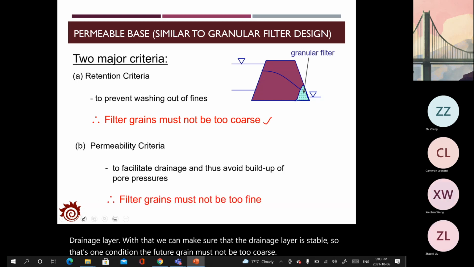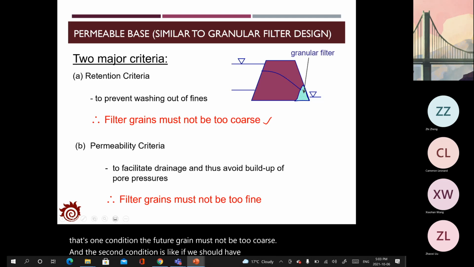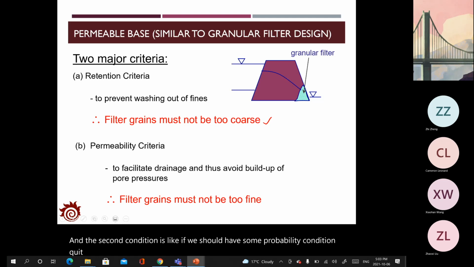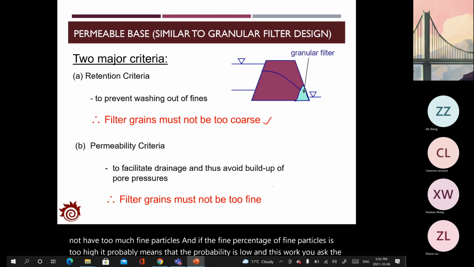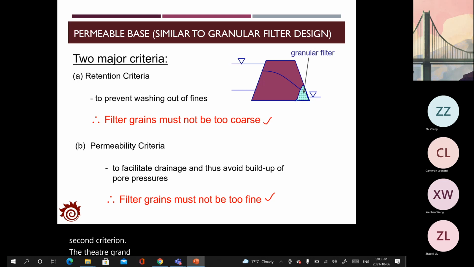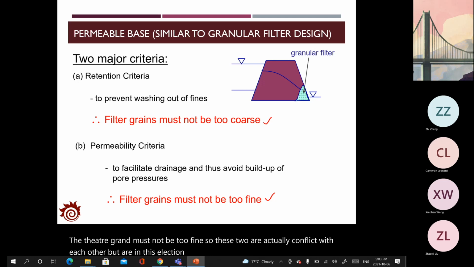And the second condition is the permeability criterion, which means that we want to drain the water and the build-up of pore pressures, to remove the water as fast as possible. And this also indicates that we should not have too many fine particles. If the percentage of fine particles is too high, it probably means that the permeability is low, and this will give us the second criterion: the filter grain must not be too fine. So these two actually conflict with each other, but in this selection, we need to find the trade-off between these two criteria.